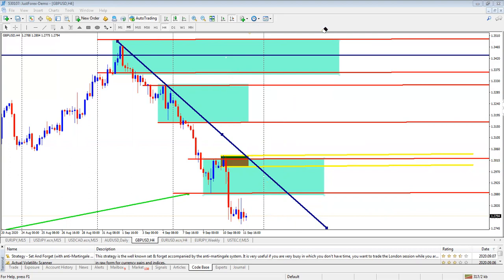But for me, if I was the one who's going to trade this chart, I'm going to first know what time frame I want to trade. Do I want to trade the 4 hour and the 15 minute, or do I want to trade?